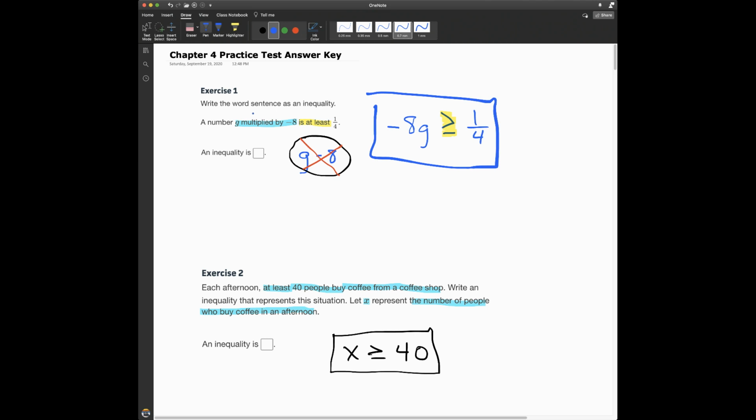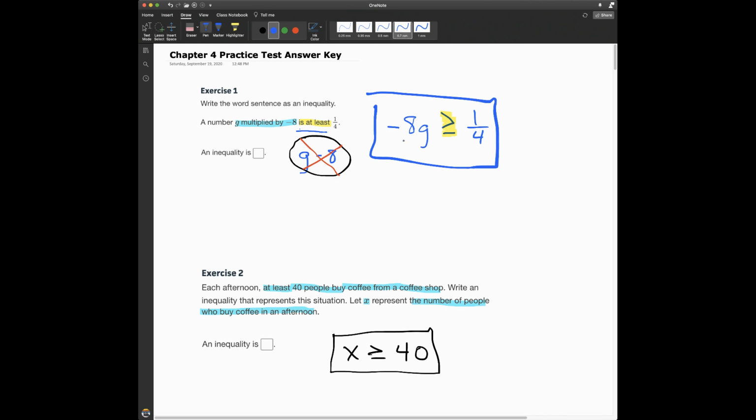So for the first exercise, it says write the word sentence as an inequality. You have to be able to understand phrases like is at least, is no more than, and be able to find the correct inequality symbol.